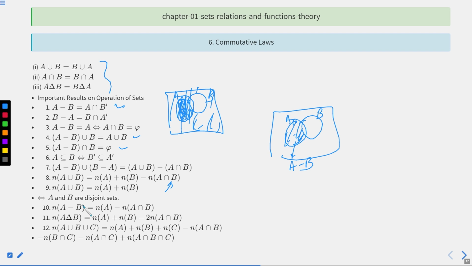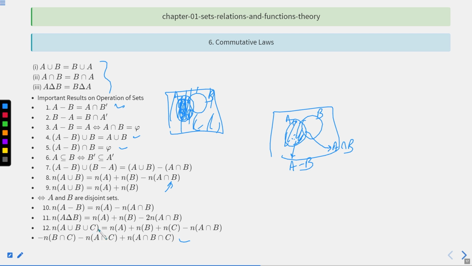Now point 10. Number of A minus B can be written as number of A minus number of A intersection B, right? We can say that number of A minus B is equal to number of A minus number of A intersection B. Now the number of the symmetric difference of A and B is equal to number of A plus number of B minus 2 times number of A intersection B.